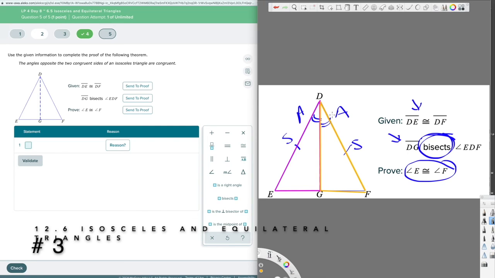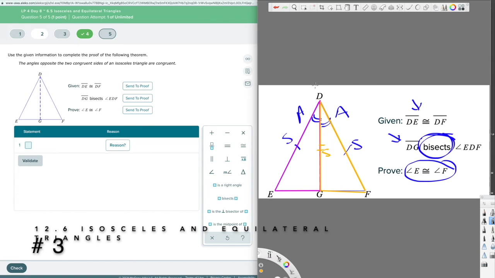So I do see a shared side right here. DG is shared between the pink and the yellow triangle. So that's going to be my third, or my other side here, once I state that it's equal to itself using the reflexive property. Anything that's equal to itself, that's reflexive, right? We know that. DG is equal to DG. So SAS, that's side, angle, side. That's one of my properties that I can use to show triangles are congruent.